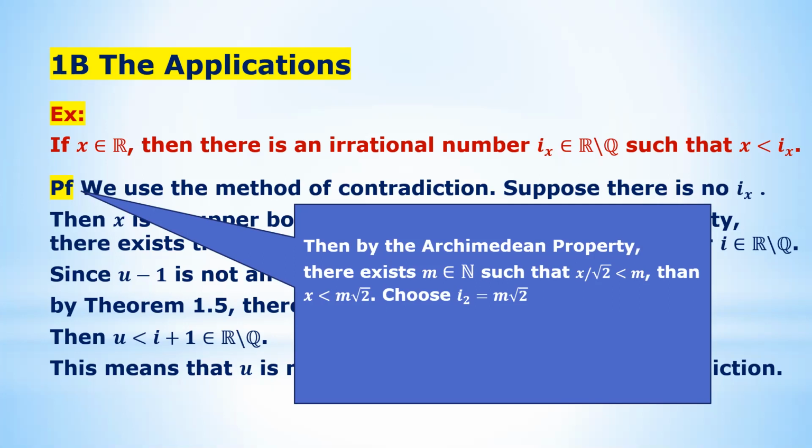Now, once I have this, I can simply multiply square root 2 on both sides. Then you have x is less than m times square root 2. Now m is an integer and square root 2 is an irrational number, so the product must be an irrational number. So this means that I can just choose I2 equal to m times square root 2. Okay, that's an irrational number. So this procedure actually shows you how to find I2.